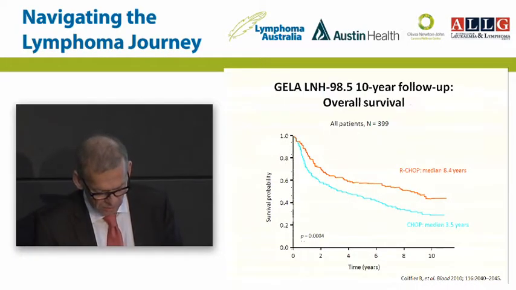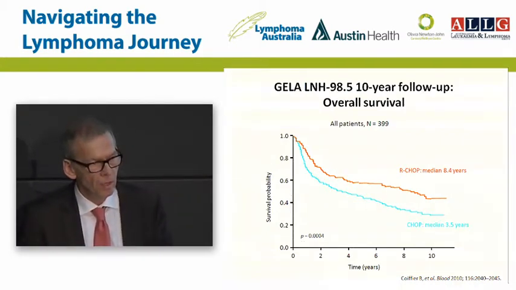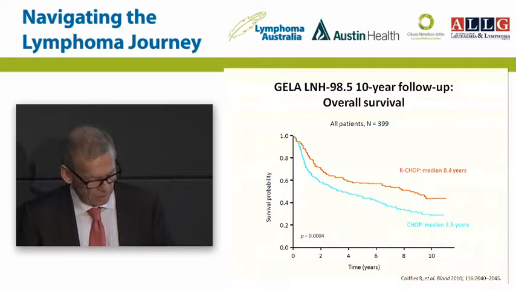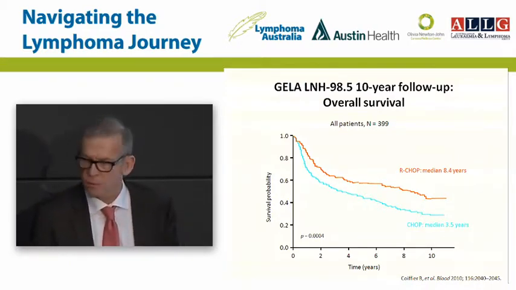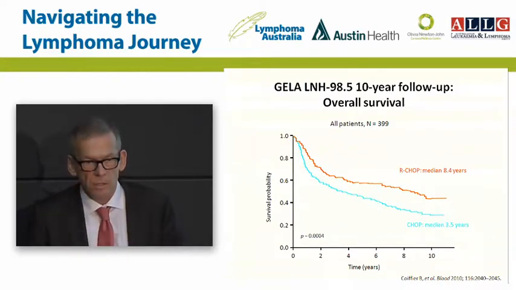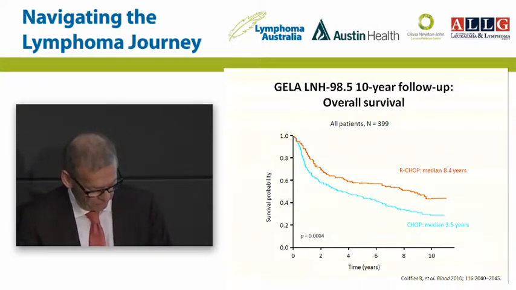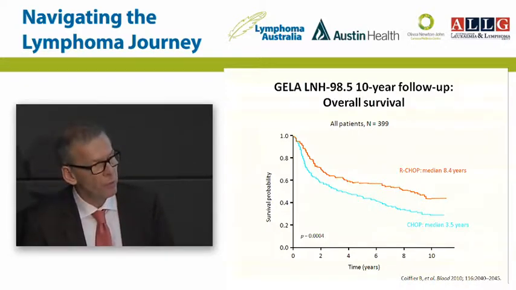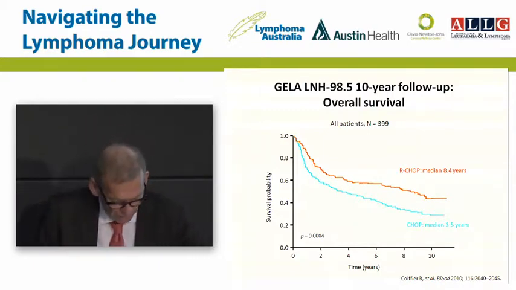And this is the result. This is long-term follow-up now, and you can clearly see that the orange line, that's the combination R-CHOP, that's Rituximab plus CHOP, is significantly better, and the median survival there is 8.4 years, and that's much, much better than with CHOP alone. That was only 3.5 years.